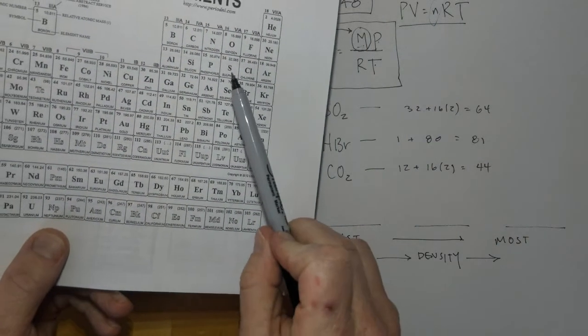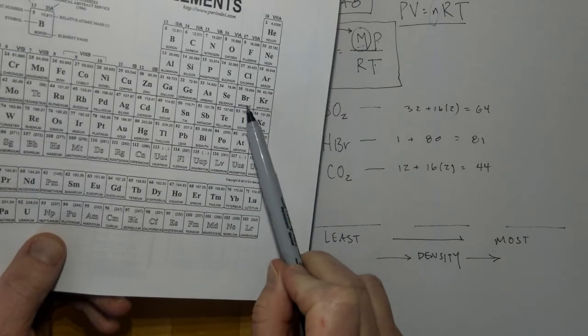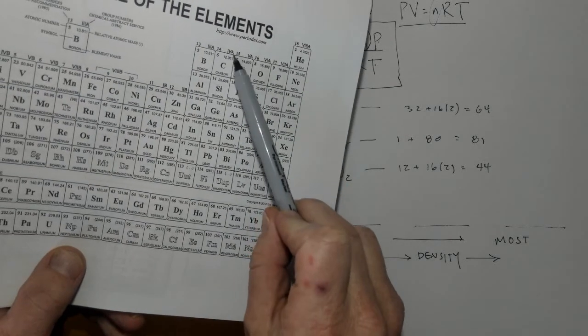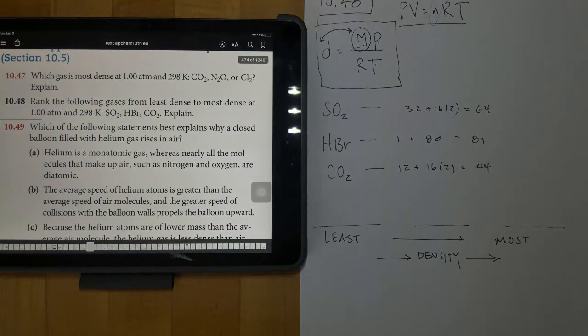Sorry, I was just getting the periodic table here to show you where I got those numbers. So in case you're wondering, sulfur right here is 32, oxygen 16, bromine right here, this is where I got it, is 80, and then carbon and oxygen right here, 12, and then oxygen's obviously 16 right there. So that's where you get those molar masses.